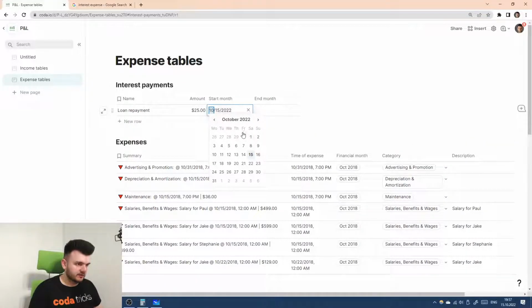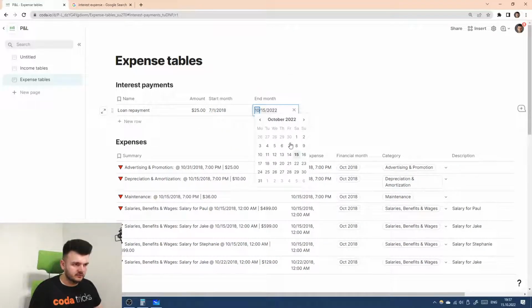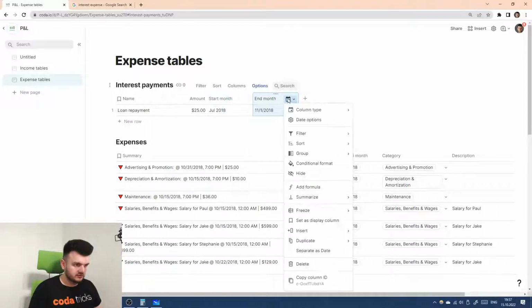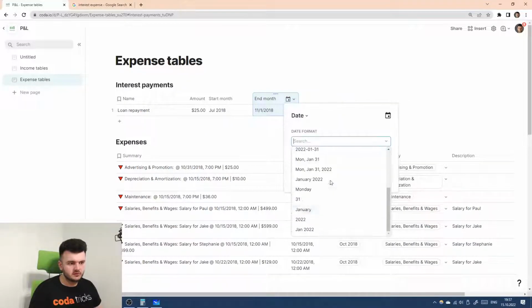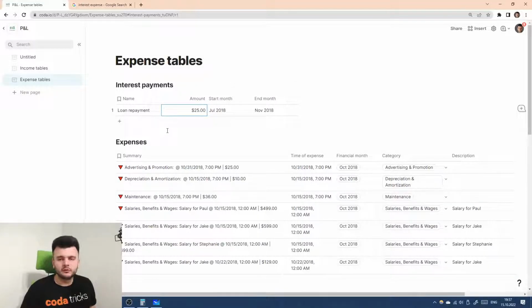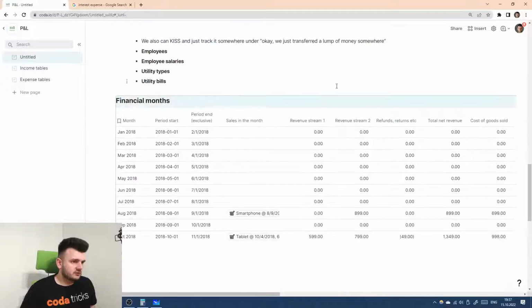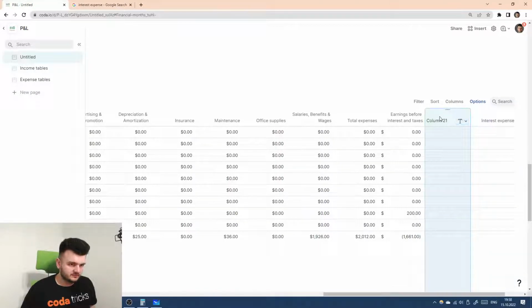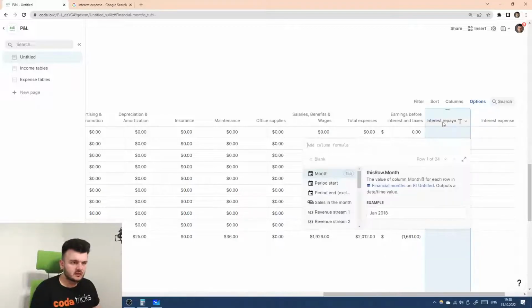Let's say the start month is the 1st of July of 2018, and the end month is the 1st of November of 2018. So this is from July to November. We are repaying each month a loan of 25. So let's go back to our fiscal months and we can add interest repayments. And we can make a filter on interest payments.